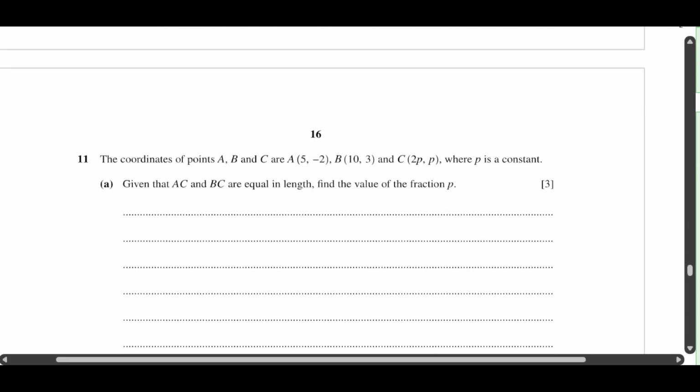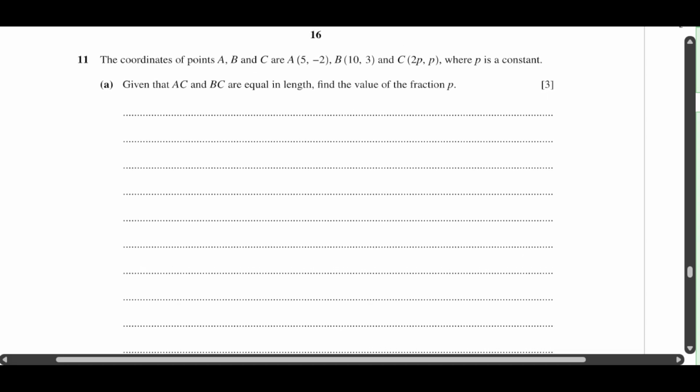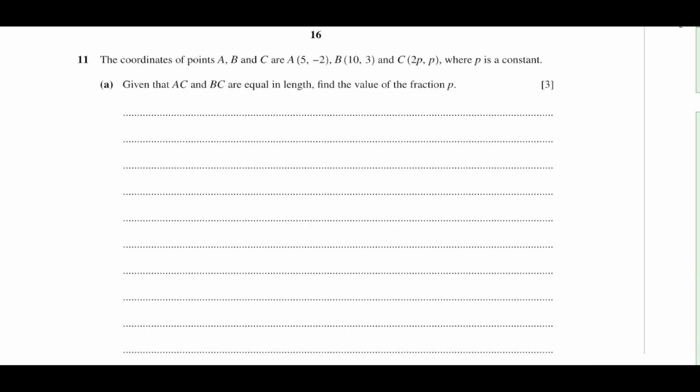Okay. Now the 11th question. The coordinates of the points A, B, C are given, where P is a constant. Given that AC and BC are equal in length, find the value of the fraction P. So I have AC equal to BC, so AC square will be equal to BC square.